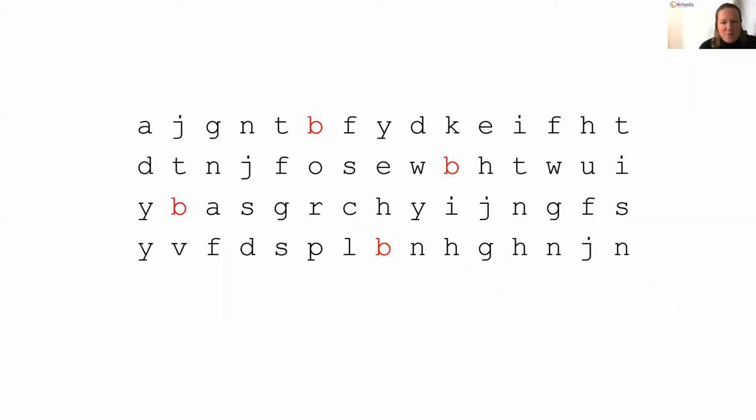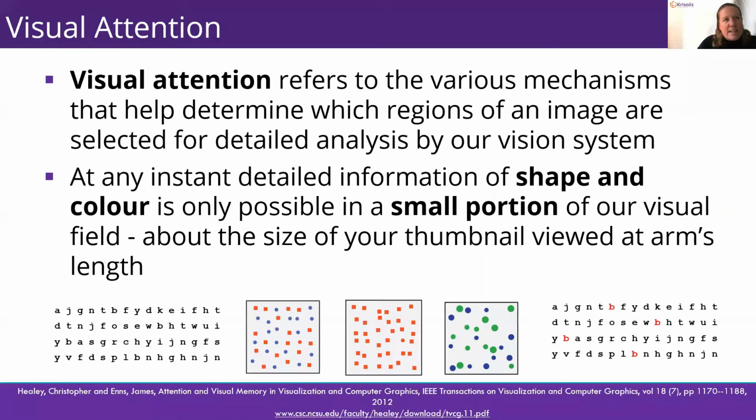But what is it specifically about color that makes it easy for us to pick out the 4 B's when they're colored? Essentially, this is based on what we call visual attention. Visual attention refers to the various mechanisms that help us determine the region of an image that is selected for detailed analysis by our vision. It's the part of our brain that decides, as we're looking at an image, what are the little pieces of that image that we actually look at and get information from.